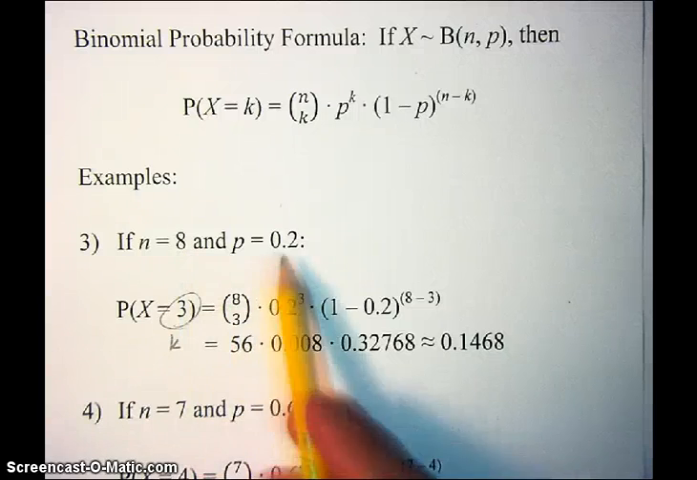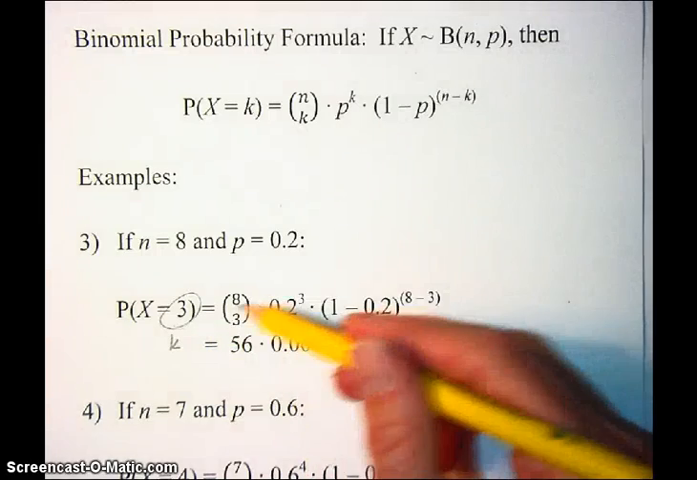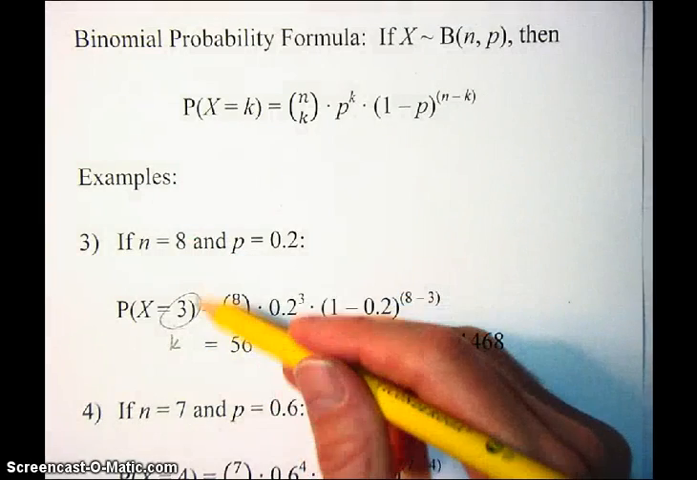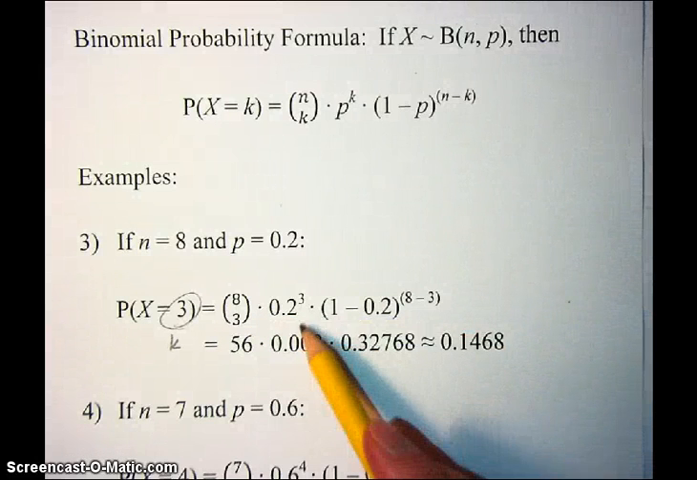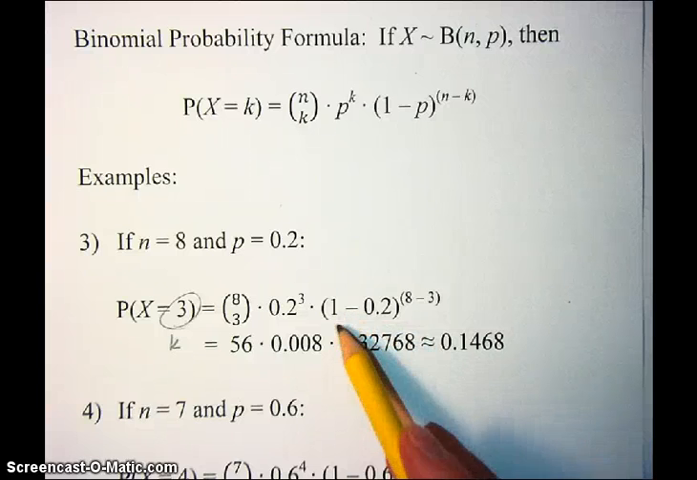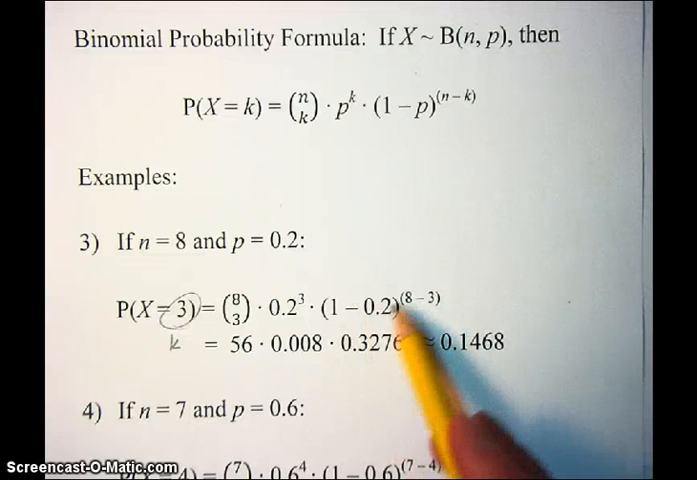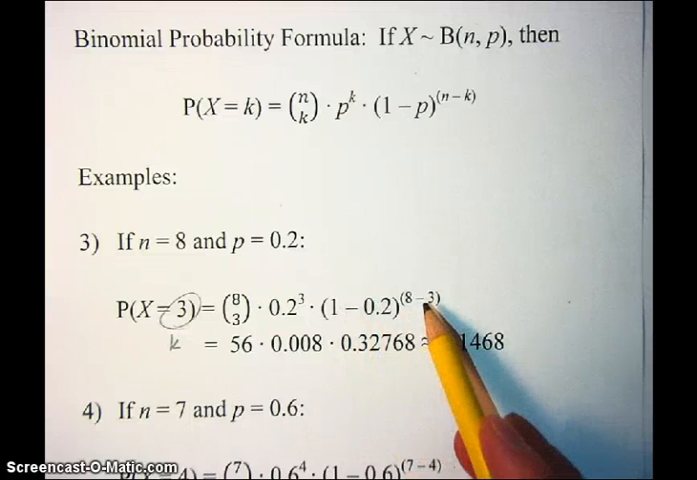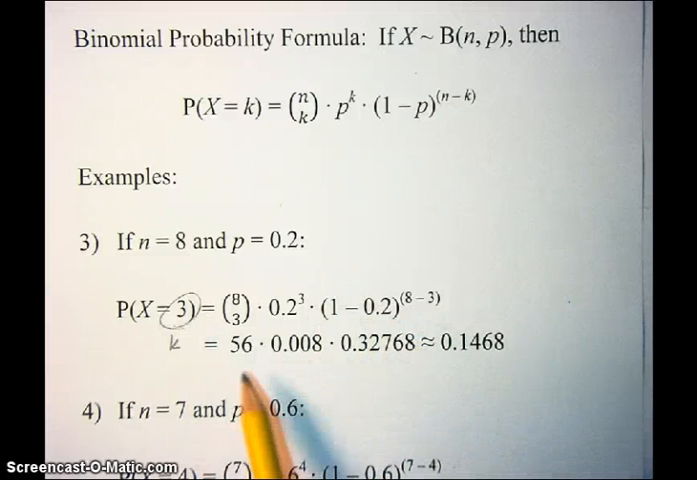We have enough information to plug everything in here that we need. We're going to take 8 choose 3, number of trials, number of successes, 8 choose 3, times 0.2 to the number of successes, in this case 3, and 1 minus 0.2 to the 8 minus 3 power. So this is basically 0.8 to the 5th power because we have 3 successes and 5 failures in this event. And that's what those 3 parts of the formula are equal to.